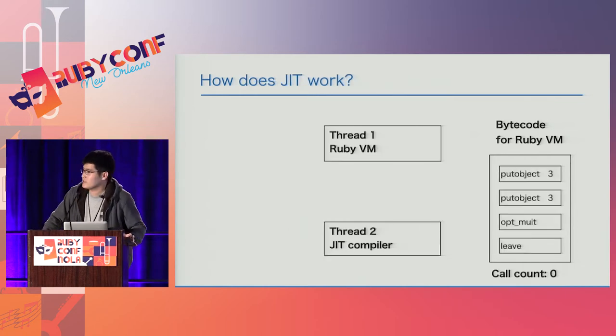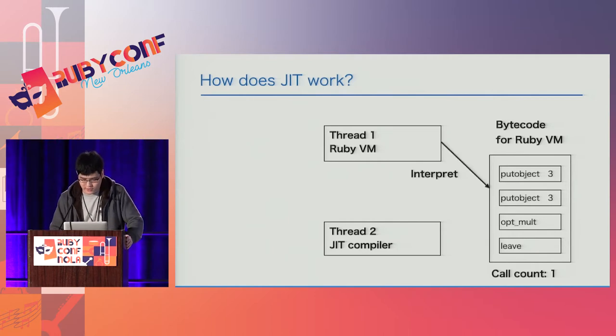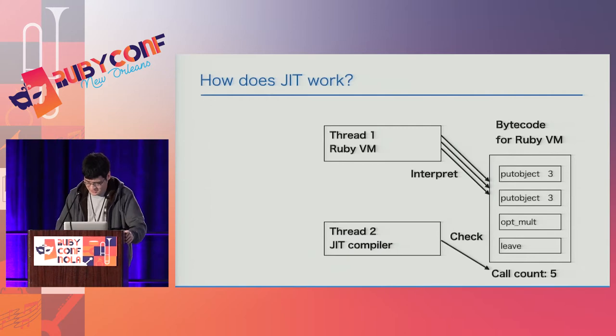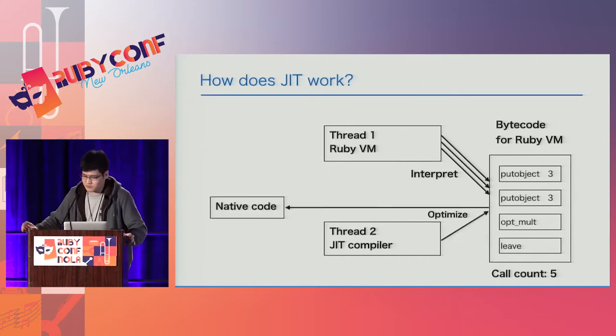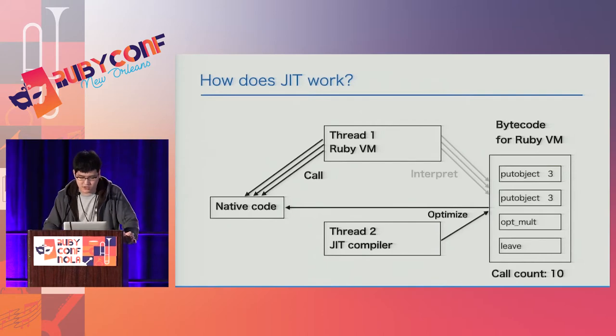So how is it different with a JIT compiler? Normally a JIT compiler has another thread. Initially the VM interprets in the former way, and as the method call count increases, the JIT compiler detects it as a hot spot and compiles the hot spot to native code. Then the VM switches to calling the native code instead of dispatching instructions by itself.